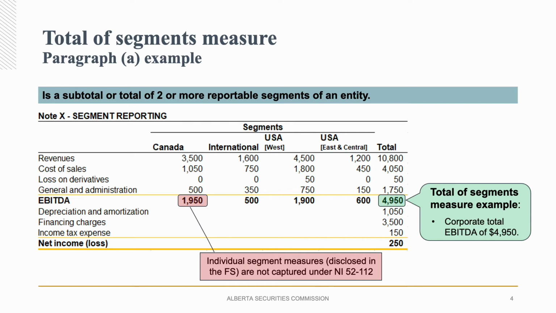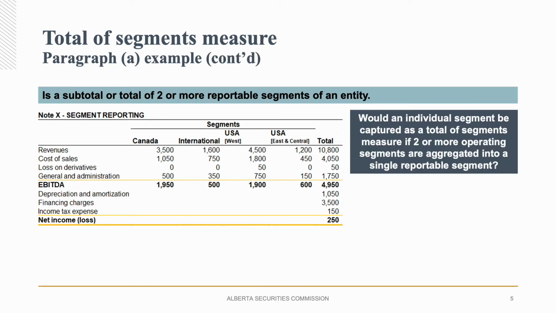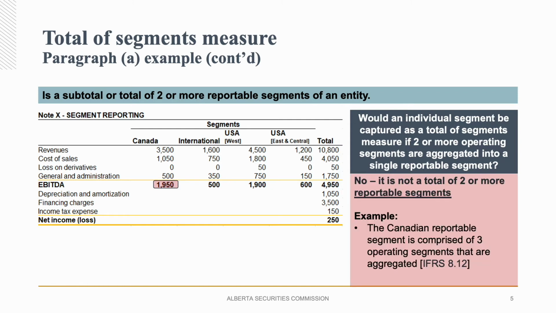$4,950 is a measure that would be captured as a total of segments measure when it is disclosed outside of the financial statements. One question we have been getting is if an individual reportable segment is captured as a total of segments measure, if the individual reportable segment itself is made up of 2 or more operating segments which are aggregated into a single reportable segment. The answer is no, but let's walk through an example to demonstrate this.